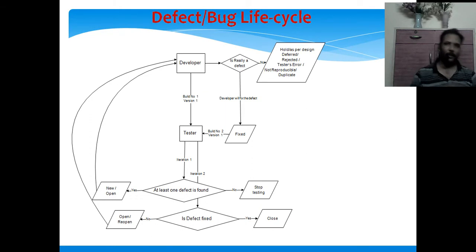Before explaining this defect life cycle, first you have to know some of the terminologies. As a test engineer, we have to find the defects, which means I have to execute the test cases on the build. Where will I get the build from? I will be getting the build from the development department. So what is the build? Build is the executable file.